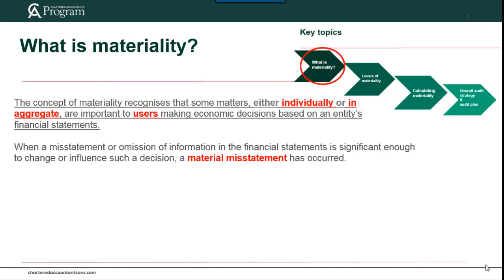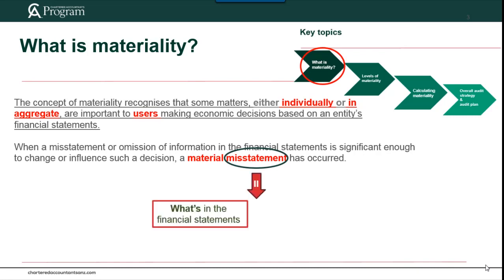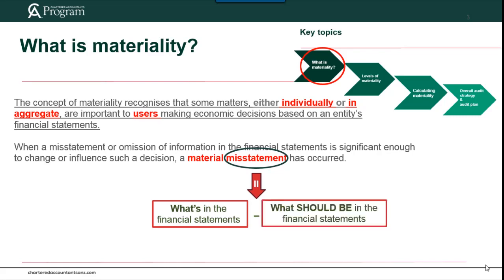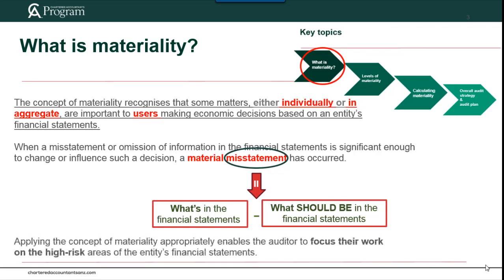So what do we mean by misstatement? A misstatement is the difference between the actual amounts or classification, presentation or disclosures reported in the financial statements and the amount or classification, presentation or disclosure that should be in there in accordance with the applicable financial reporting framework. Note that misstatements can arise due to error or fraud. So by applying the concept of materiality appropriately, this enables the auditor to focus their work on high-risk areas of the entity's financial statements.